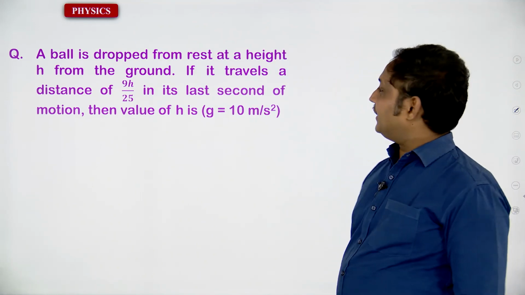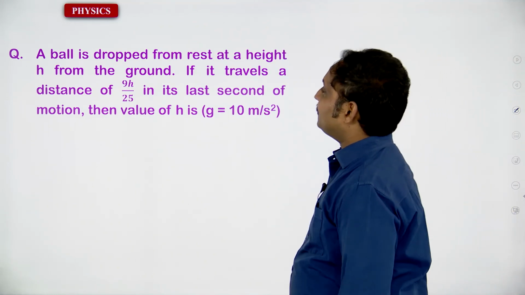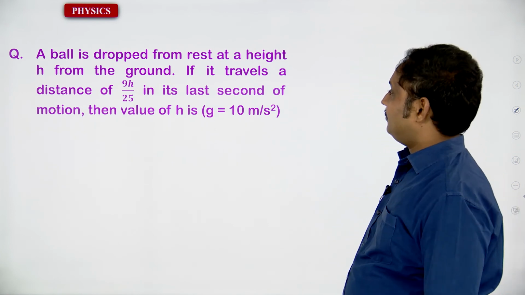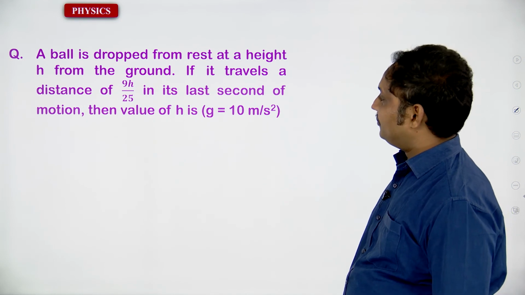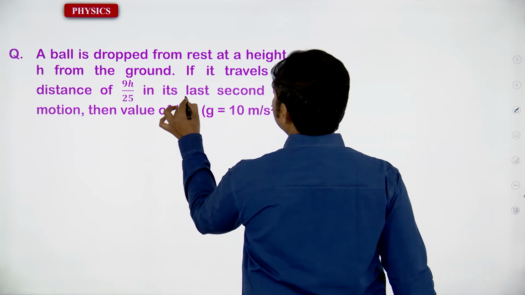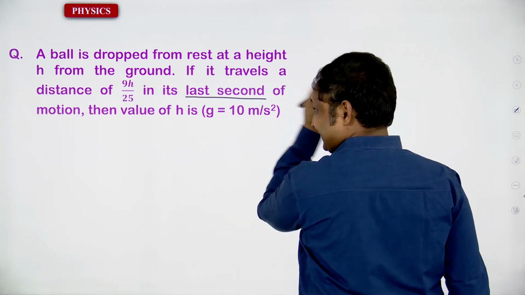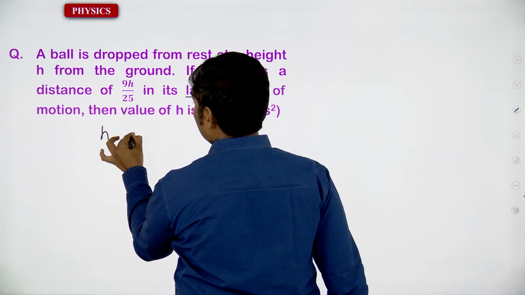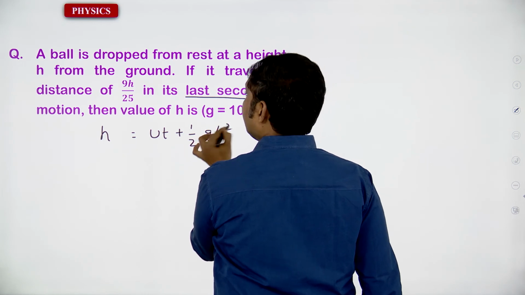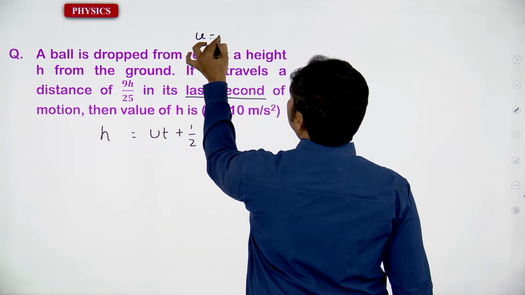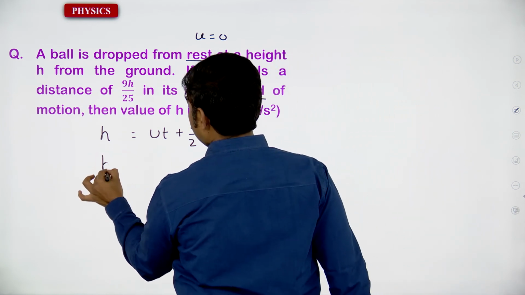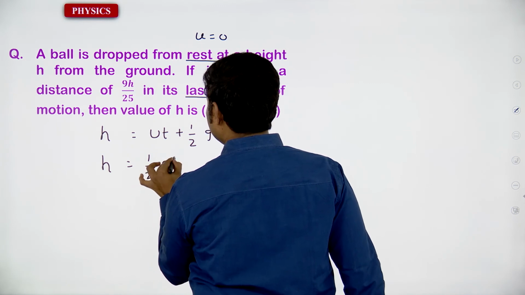We would like to go for this one. A ball is dropped from rest from a height h above the ground. It travels a distance of 9h by 25 in the last second of its journey. Then find the value of h. Easily you will solve that. You know h is equal to ut plus half g t square. It has started from rest, so you consider u as 0. Therefore, h is equal to 1 by 2 g t square.